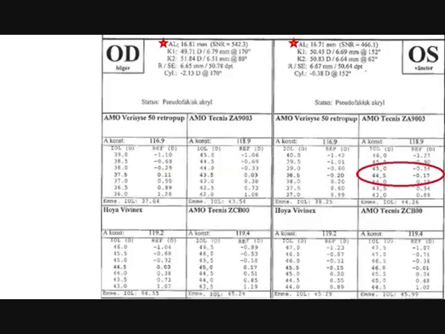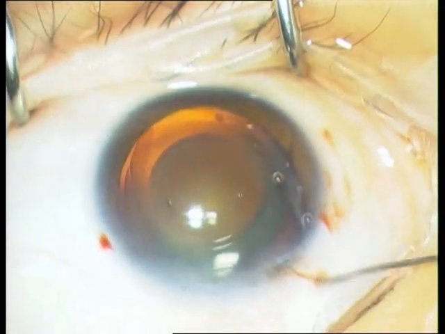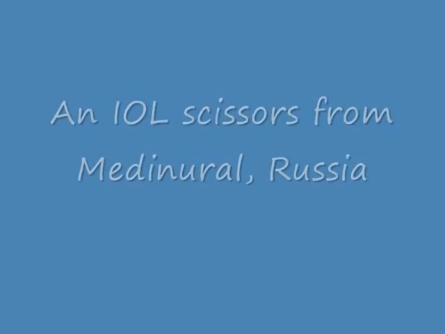Which IOL is required? Well, let's have a look at the biometry. So you see, required is actually a 45 diopter IOL. Well, the IOL with the highest diopter available was this one. This is from Alcon, an IOL with 40 diopters. There was nothing else available. So now we come to the surgery.